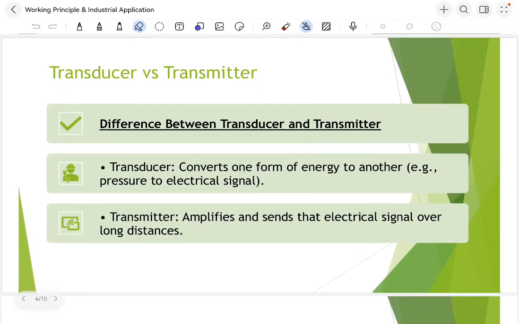Now, what is the difference between the transducer and the transmitter? So the transducer basically converts one form of energy to another, for example, pressure to electrical signal. Whereas the transmitter amplifies and sends that electrical signal over long distance.